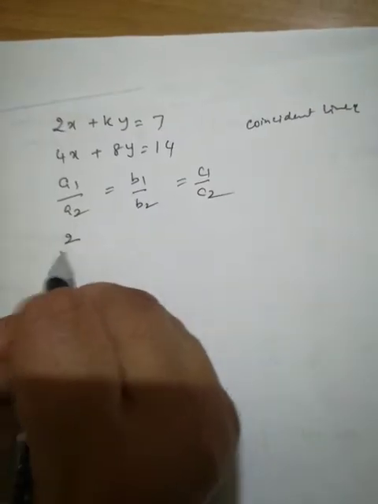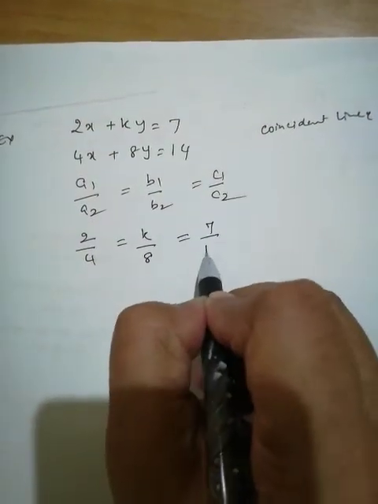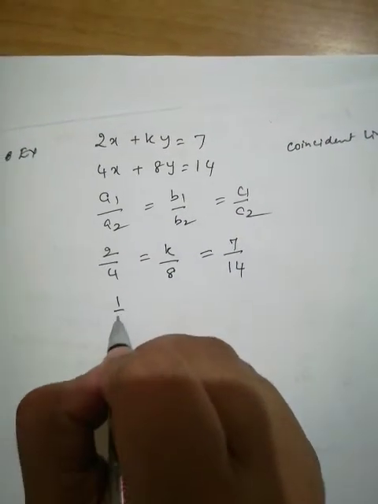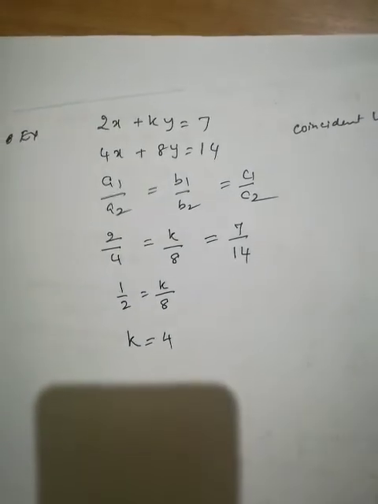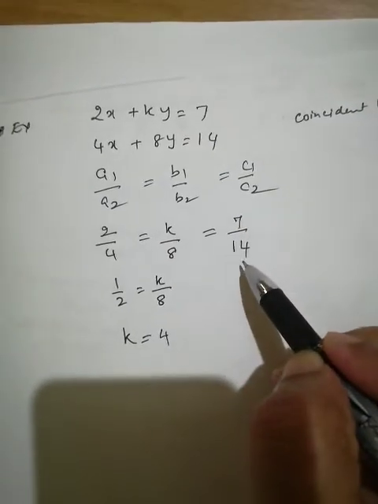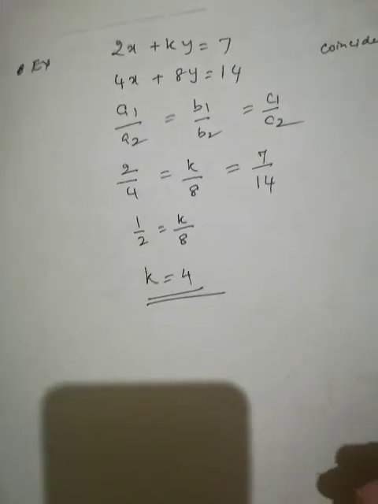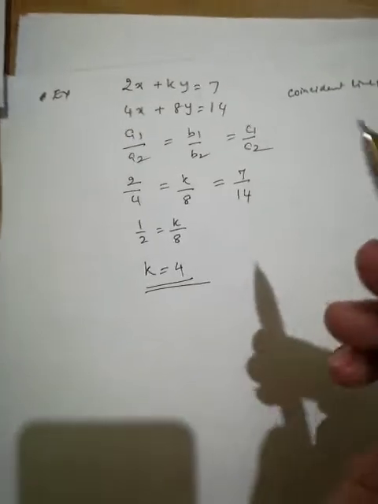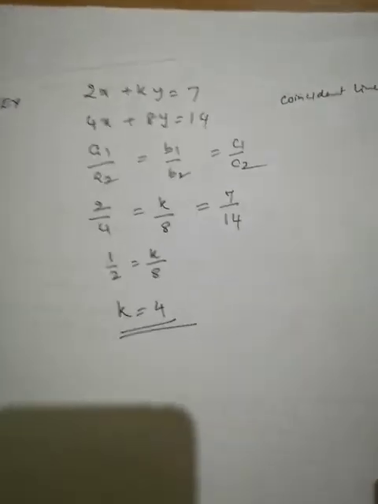So what we get here is 2 by 4 is equal to k by 8 is equal to 7 by 14. Let us see whether it is valid. Here you get 1 by 2 is equal to k by 8, or k is equal to 4. So 4 by 8, which is 1 by 2, and 7 by 14 is also 1 by 2. So here it is valid. Therefore the value of k is equal to 4. So like this you have to do the problem. Sometimes it will be coincident and sometimes it will have parallel lines also.